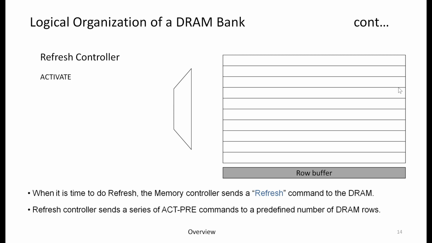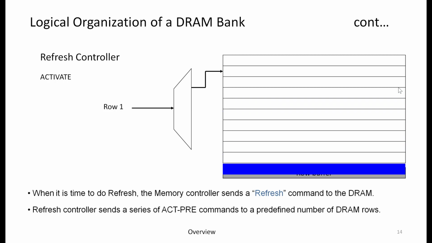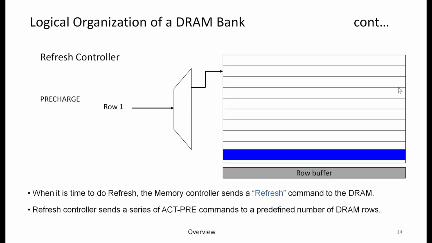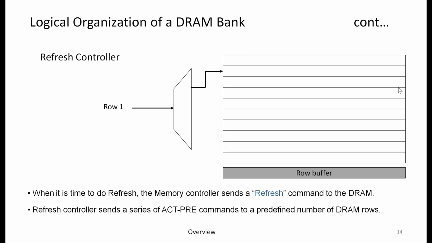The same thing can happen with row 1. We are sending an activate for row 1. We are reading the data to the row buffer and we are writing it back to that corresponding location. So this way, some predefined number of rows will be refreshed by the refresh controller whenever it receives the refresh command.